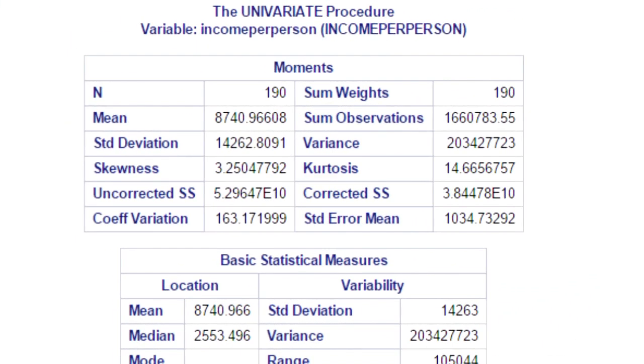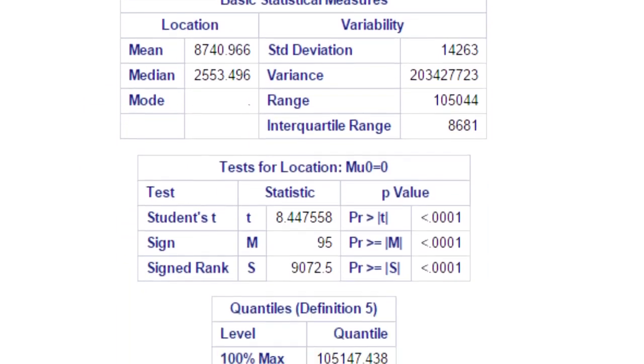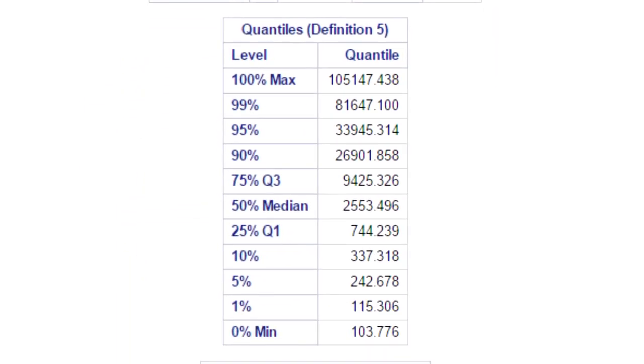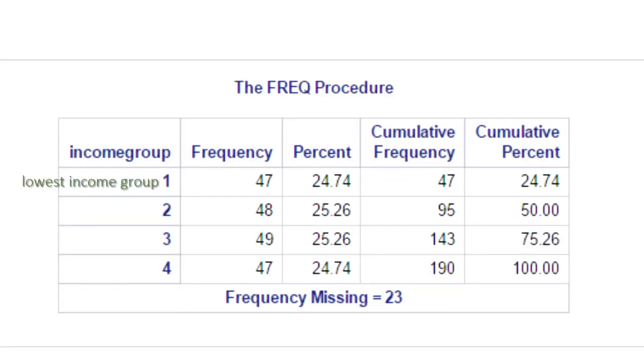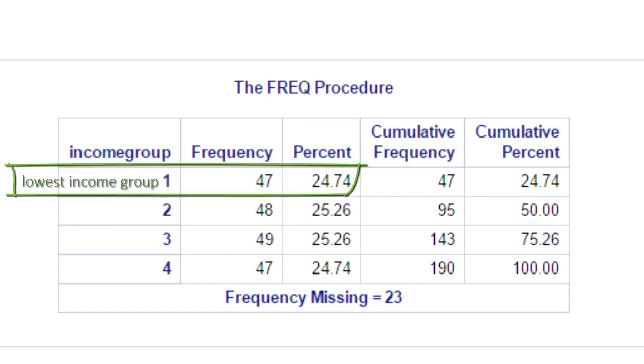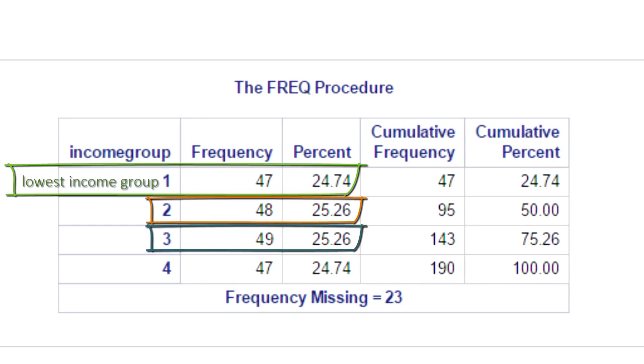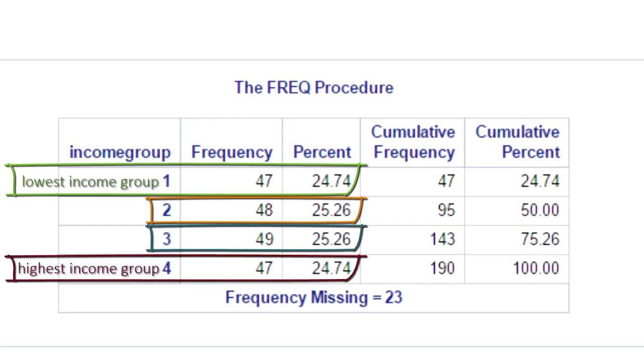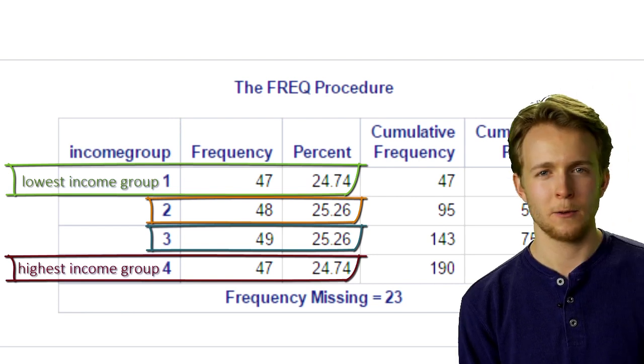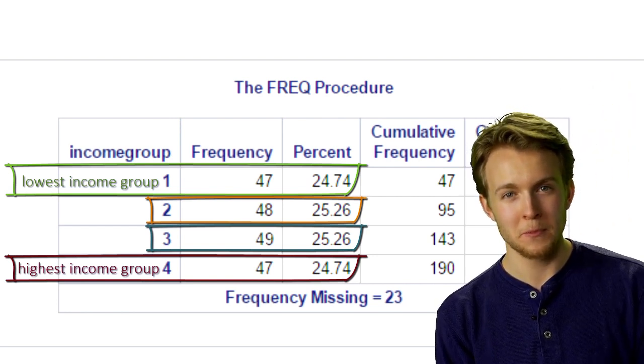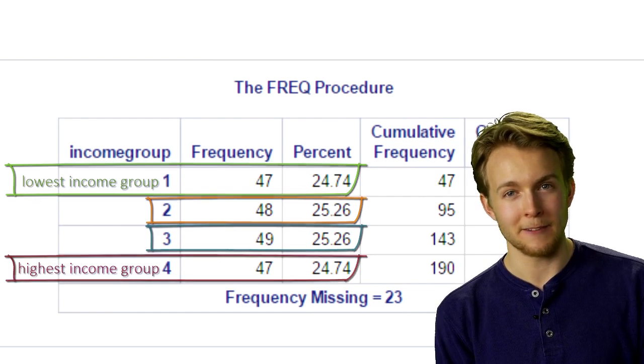We can use the quantiles table to determine the 25th, 50th, and 75th percentile or quartile. These will allow us to divide the countries into 4 ordered groups according to income per person. The 4 ordered groups we created show that there are 47 countries in the lowest income group, the lowest 25%. There are 48 countries in the next 25%, 49 in the next, and 47 countries in the highest 25% in terms of income. With this new categorical explanatory variable, we're now ready to create the last type of bivariate graph.